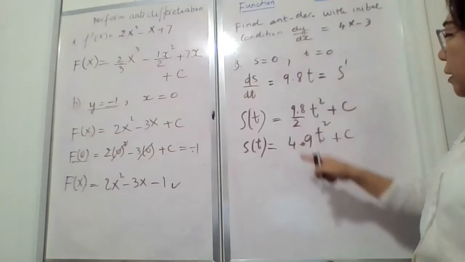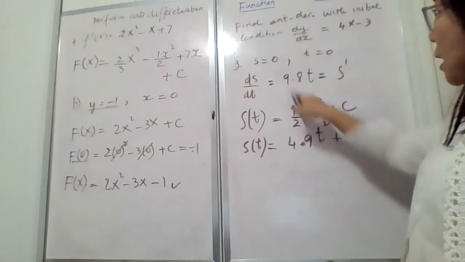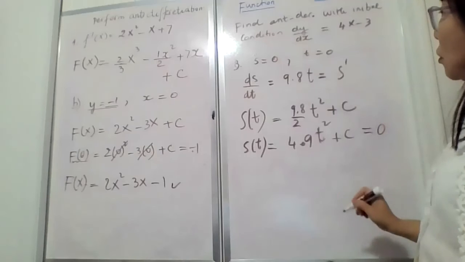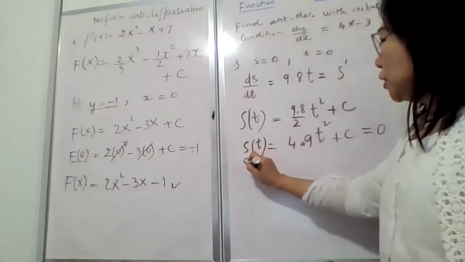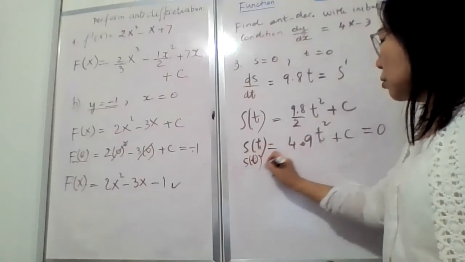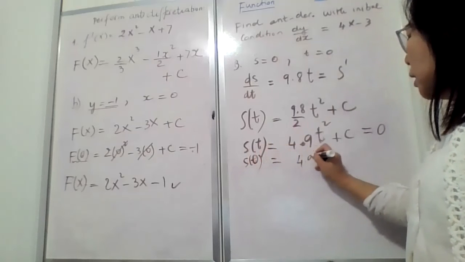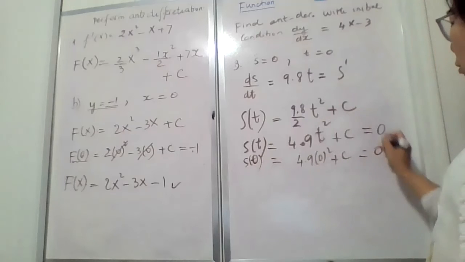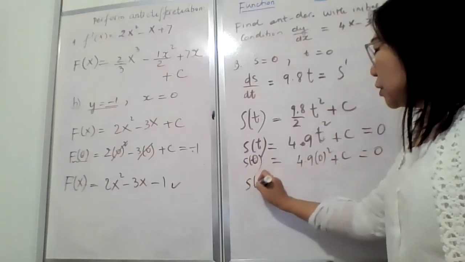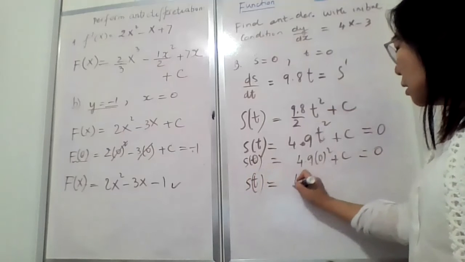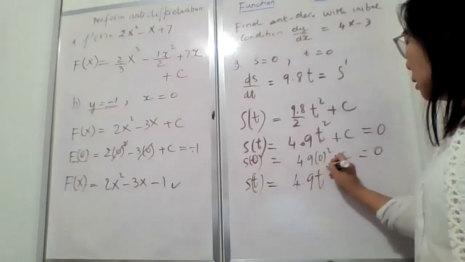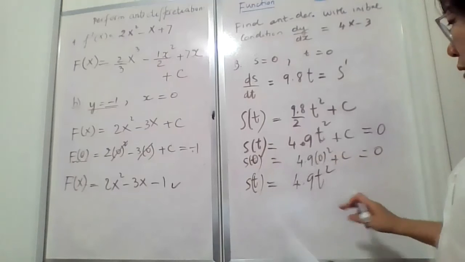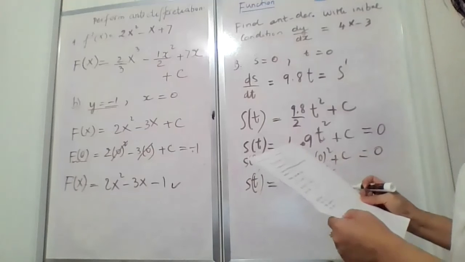Now we're going to say s equals 0, right? Our function, so this is 0. And the t is 0. So if we substitute in here 0, we have 4.9 times 0 squared plus c, and that equals 0. So our c is 0. So our position function with respect to time is just 4.9t squared. Okay. So that's how we do it.